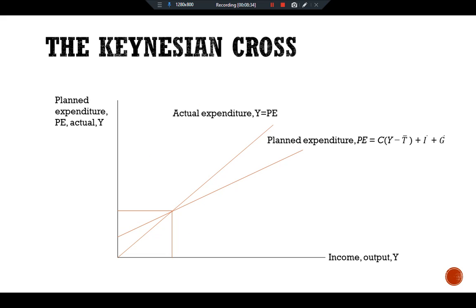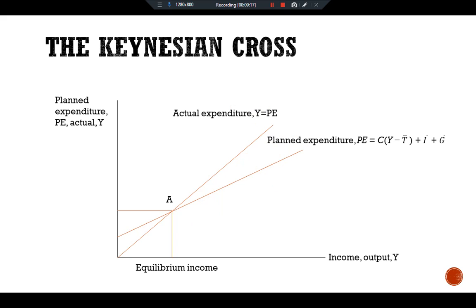Here at this point is the equilibrium income, and this point is denoted by A, where we have the intersection of planned expenditure and actual expenditure. Here the 45-degree line presents the actual expenditure. So the Keynesian cross shows that at this point we are in equilibrium. The equilibrium in the Keynesian cross is the point at which actual expenditure equals planned expenditure.